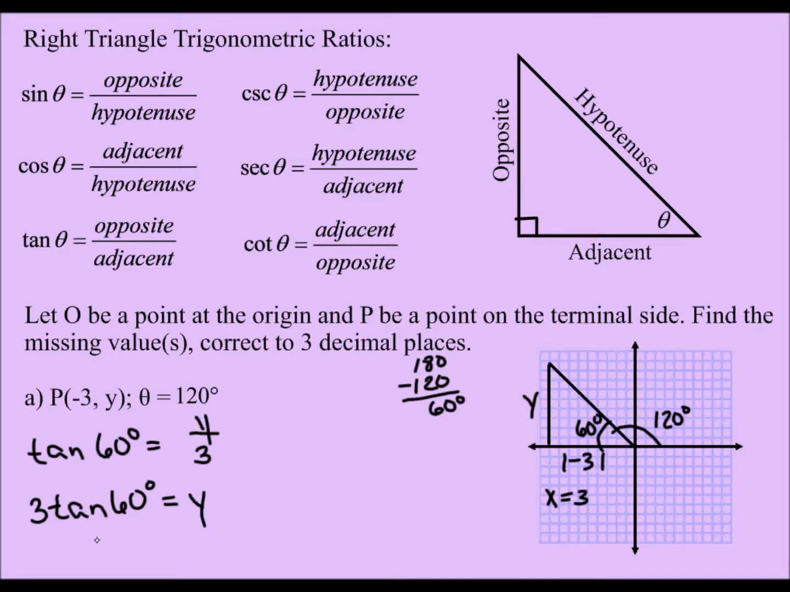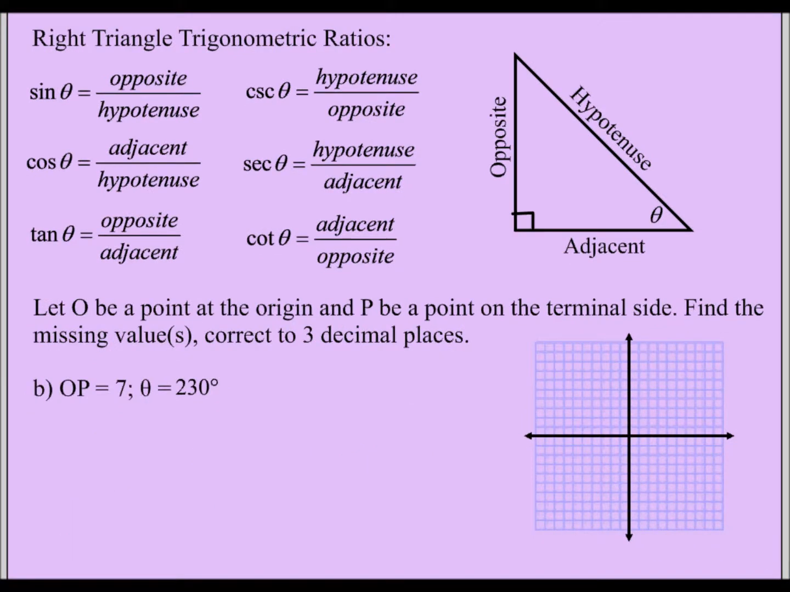So 3 tan of 60 degrees gives me 5.196 equals y. Now I have to decide what sign it should be, whether it's positive or negative. In this case, since y is in the second quadrant, it's positive. So my coordinates for P is negative 3, which was given, and 5.196.